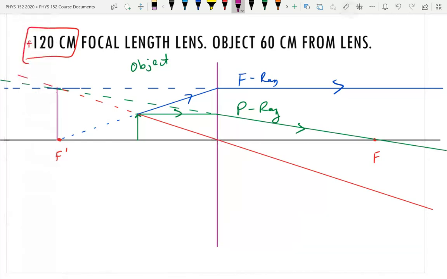So there is my image. There's an A in image. What words would be used to describe this? That's upright or inverted and real and virtual. Andy already said virtual. Why virtual? Because the rays don't really meet there. And is it upright or inverted? Upright. So we have an upright virtual image.